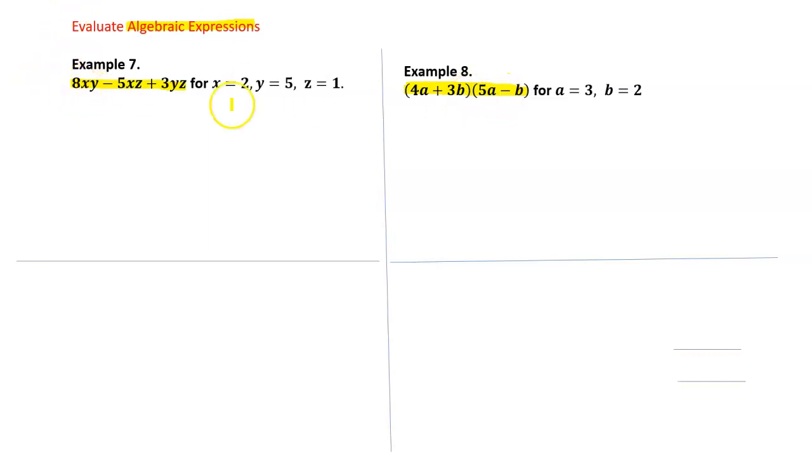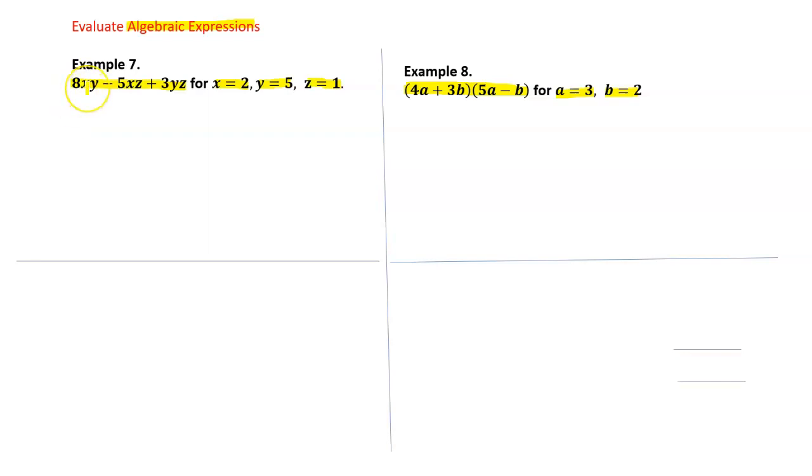And so how do we simplify these? Usually they will tell us a number for each variable. For example, here x is 2, y is 5, and z is 1. And in the second example, a is 3 and b is 2. So the first thing we do is to plug those numbers into the algebraic expression.